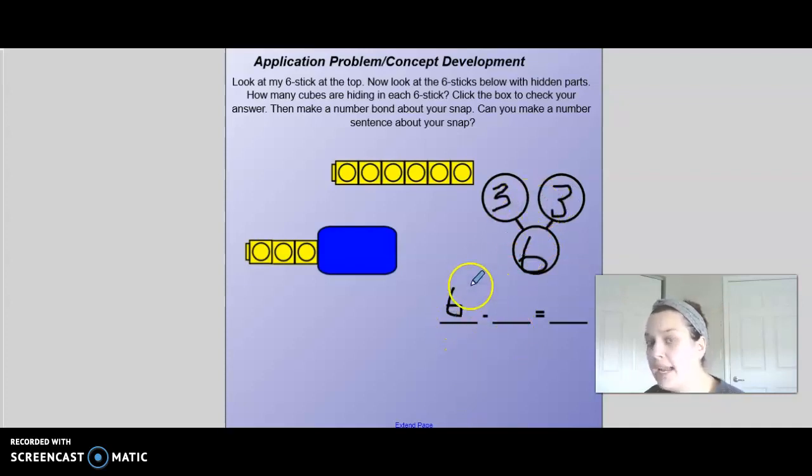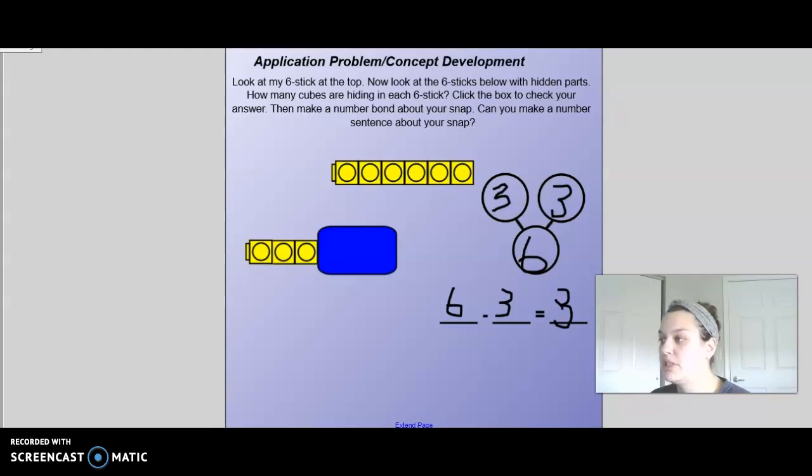So 6 minus how many we're hiding? 3 equals how many are showing right here? 3. Sorry guys, it's a bad 3. Okay, now what I want you to do with your macaroni or your Legos or whatever you have 6 of, I want you to take those 6 and put them into 2 groups of 3 for me.